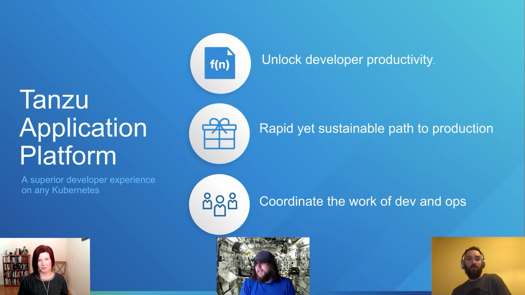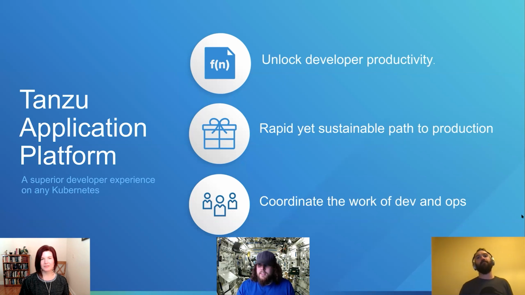And along with that, we're providing a bunch of supply chains out of the box that have what we think of as good practice paths to production. So you can get started right away in your organization. Or since we are providing the API of Cartographer along the way, you can mix and match and build your own. And ultimately, this is all part of Tanzu application platform, where we're trying to provide a superior developer experience on any Kubernetes, all of these great bullet points you see on the screen. But that second one, rapid yet sustainable path to production, that's where Cartographer is helping out and playing a big role.